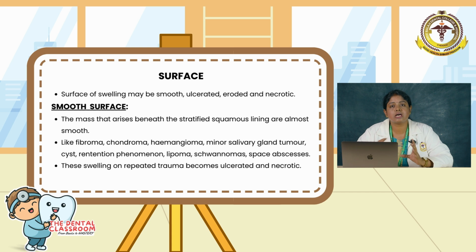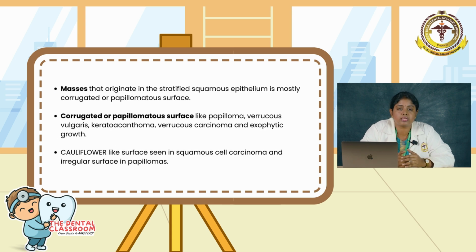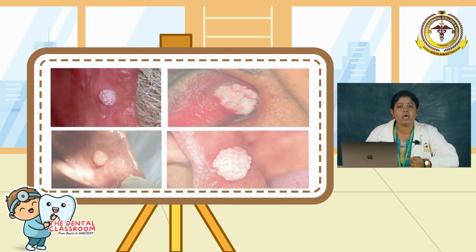Then you have to look into the surface of the swelling, the surface which is covering the swelling. The surface of the swelling can be smooth or irregular or corrugated. If the swelling is arising from the connective tissue, the superficial epithelium is not affected, then I will see a very smooth swelling. If the epithelium is involved, then I will see a corrugated or a cauliflower-like swelling. For example, all benign connective tissue tumors will have a smooth surface, and all epithelial tumors will have a corrugated surface.